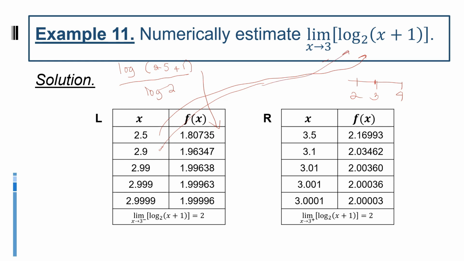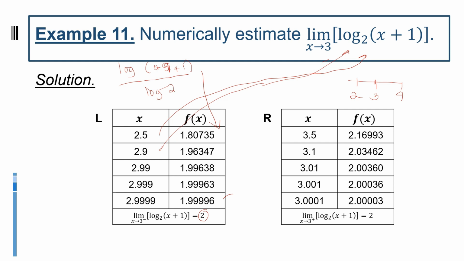Okay? So by using 2.9 naman, mas malapit sa 3, plugging in there, so log of 2.9 plus 1 over log of 2, which will give you 1.96347. At mas palapitin pa natin hanggang sa 2.9999, this will give us 1.99996. And observe that this will approach 2 whenever x approaches 3 from the left.